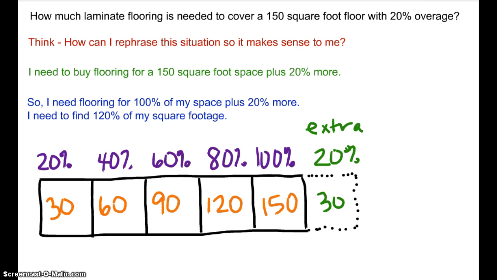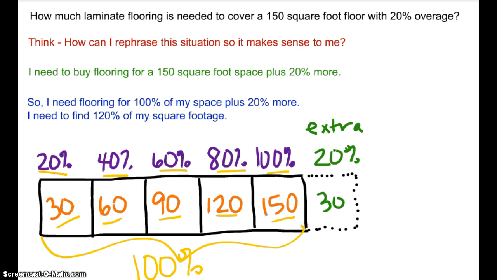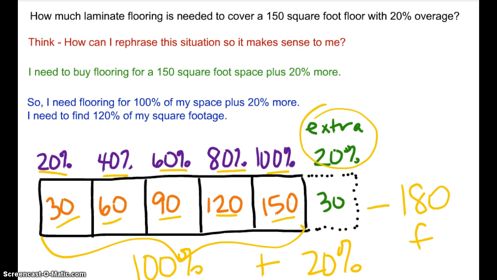So I know that a lot of you drew a percent bar, and it might have looked something like this. Each of these represents 20%. So there's 30 square feet plus 30 more plus 30 plus 30 plus 30. All of this is 100% of your space. But you also need that extra 20%. So this represents 120%. So all in all, you have 180 square feet.